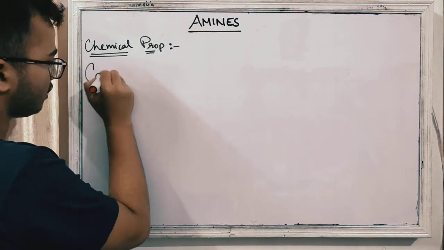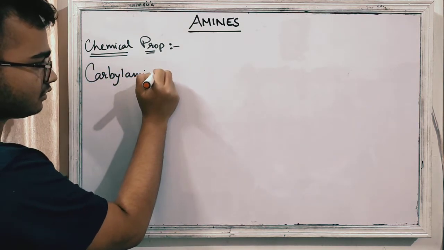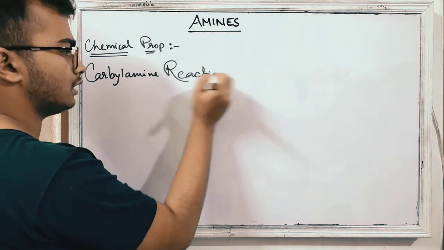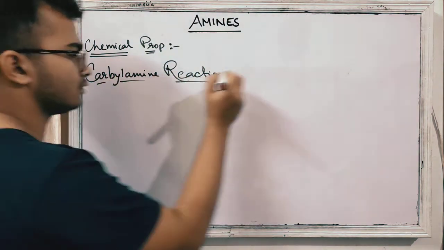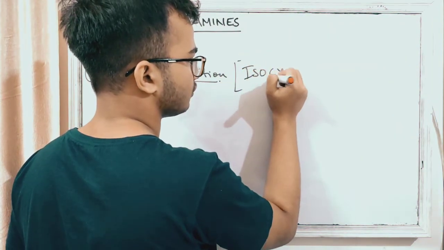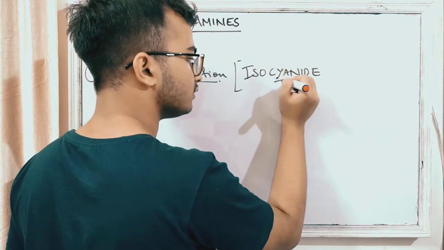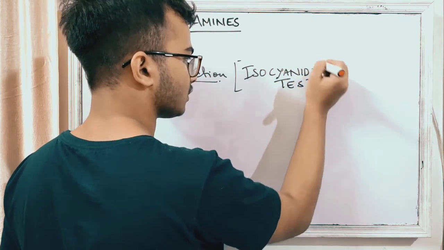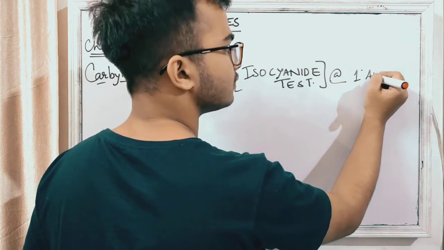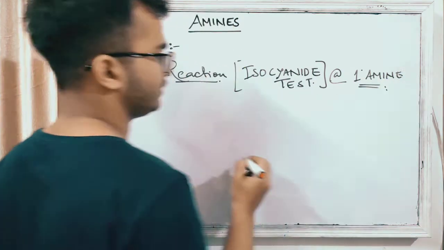So, carbylamine reaction, or you can write here isocyanide test for primary amine, because this reaction is only given by primary amine.